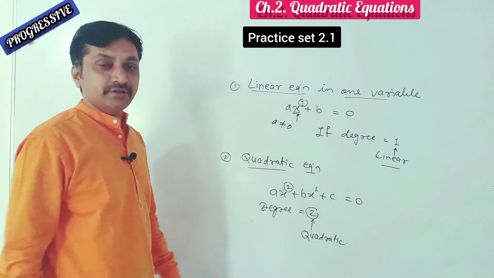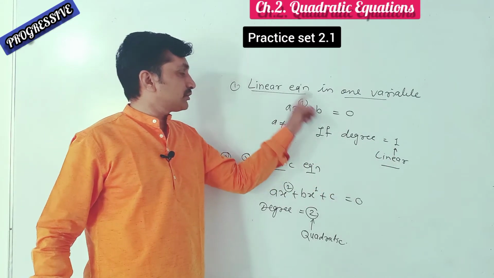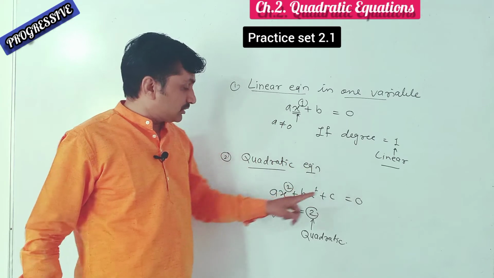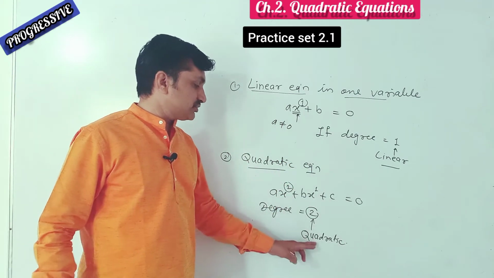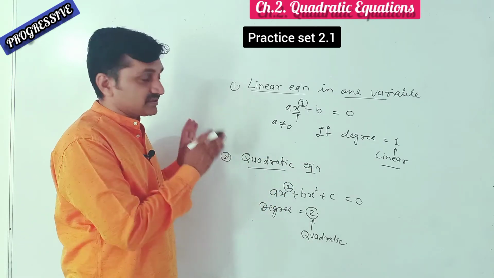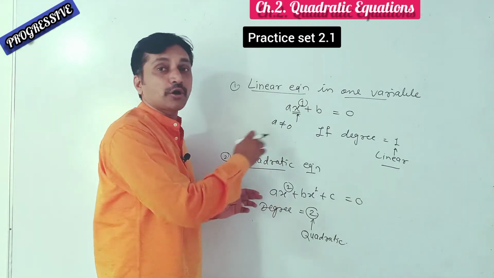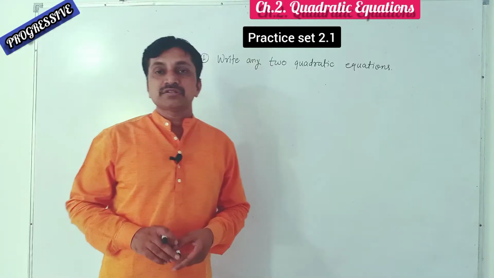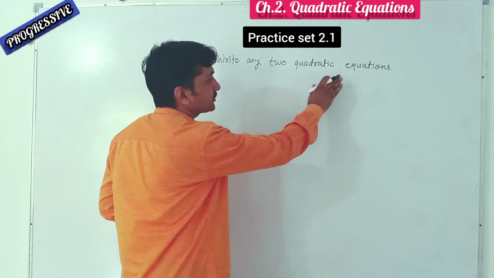It depends on degree. If the degree is 1, we call that equation a linear equation. If the degree is 2, meaning the highest index is 2, that equation is called a quadratic equation. Now in this chapter we are going to study quadratic equations. Let's start practice set 2.1. First question is: write any two quadratic equations.